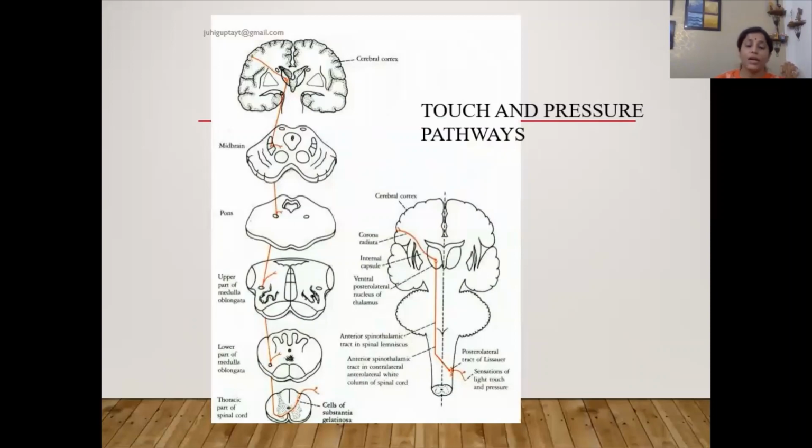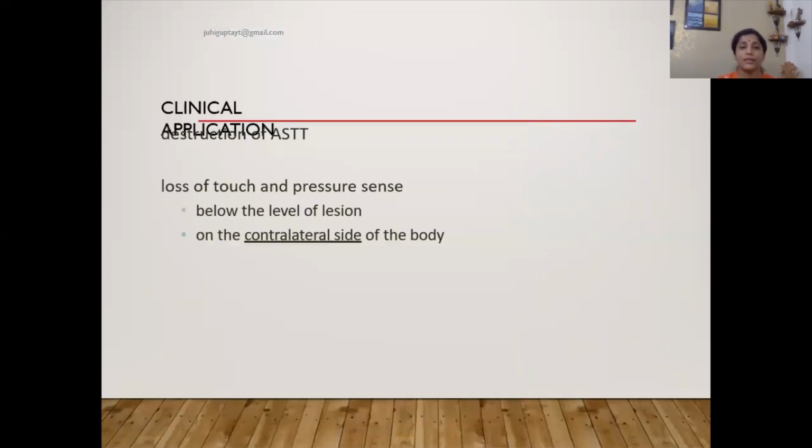Now again have a look at both the diagrams. One is the transverse section of the spinal cord, midbrain, pons and medulla at different levels, and the other is the total vertical section of the brain and spinal cord. This very clearly shows us how the chain of neurons ascends or takes up the sensation and goes and distributes it widely on the postcentral gyrus, that is the sensory cortex.